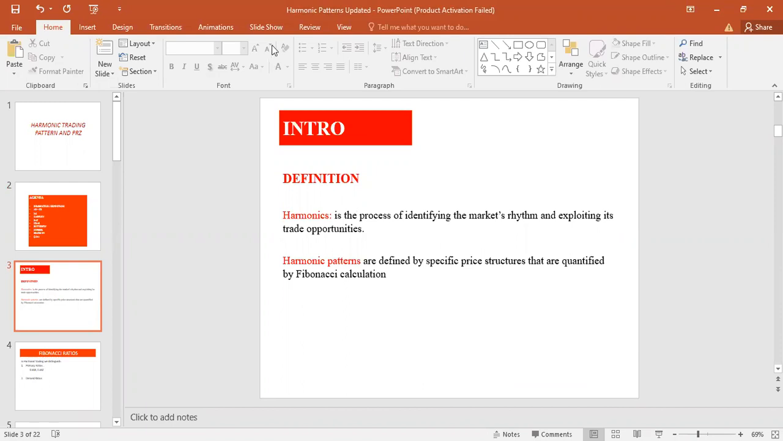Harmonics is a process of identifying the market's rhythm. The market has a rhythm.